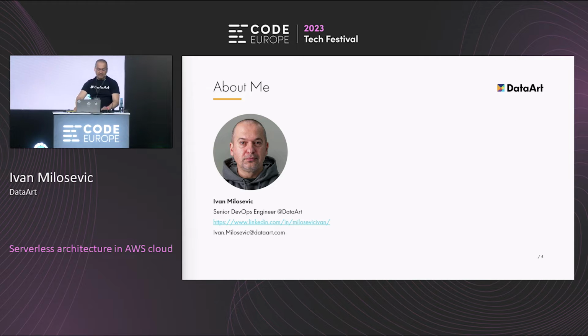A word or two about myself. As you can see from the slide, my name is Ivan Milosevic. I'm a Senior DevOps Engineer with DataArt, born and currently living in Serbia. This is not my first time at Code Europe, but also my first time in Poland, so I'm very excited about that. And I really wish to thank the DataArt team here from Poland, these guys over there, who helped make this happen and brought me to Poland. So super excited about that.